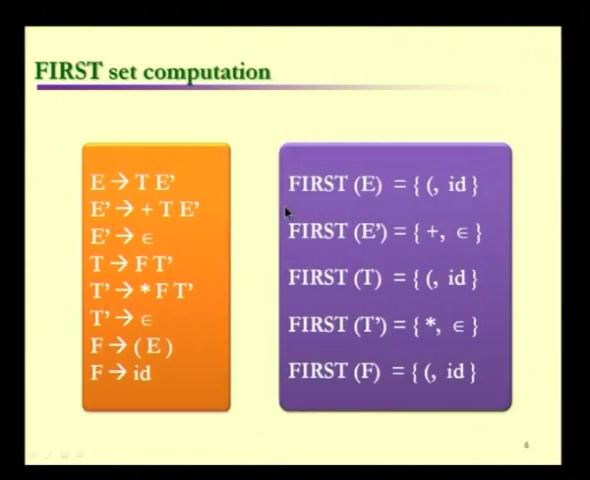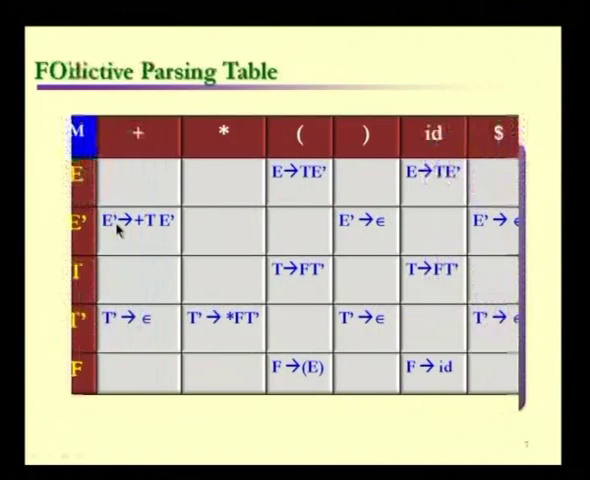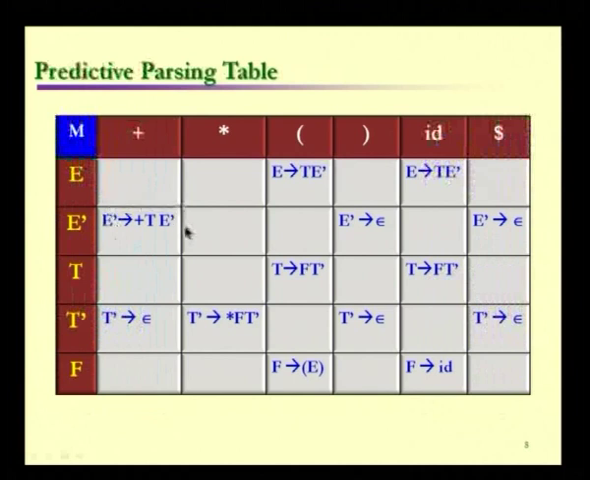The second production is E dash derives plus T E dash. As far as plus T E dash is concerned, the first set of plus T E dash is plus. Since we are having only plus as the terminal, E dash comma plus will be the intersection in which we will be writing E dash derives plus T E dash. So we have the entry here, E dash derives plus T E dash. The first set of plus T E dash is going to be plus because it starts with the terminal. So we will be writing E dash derives plus T E dash in the intersection E dash comma plus.